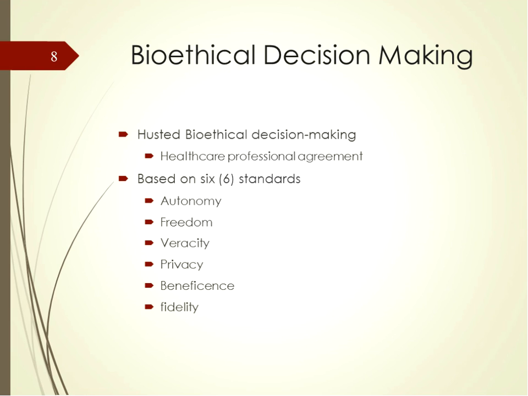Looking at each of these a little more closely, autonomy is the right of individuals to choose for him or herself. Freedom is the ability and right to make choices. Veracity is the right to truth or truthfulness. Privacy is related to personal information and rules that restrict access to this personal information. Beneficence refers to actions performed that contribute to the welfare of others, and fidelity is being faithful to what has been promised.